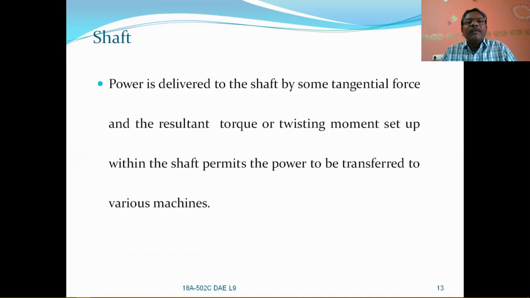So power is delivered to the shafts by some tangential force, and the resultant torque or twisting moment set up within the shaft permits the power to be transmitted to various machines. It means the shaft receives tangential force and that will be converted into twisting moment or the torque. In turn, that is transmitted to another place, in the form of power to the various machines.